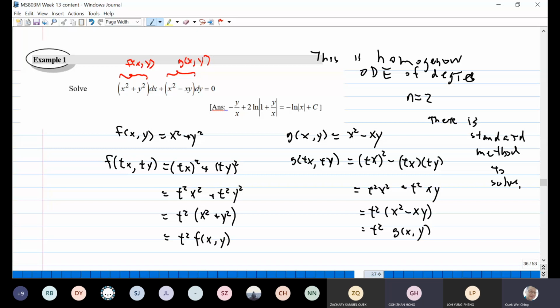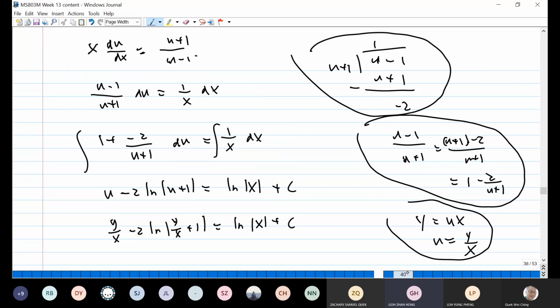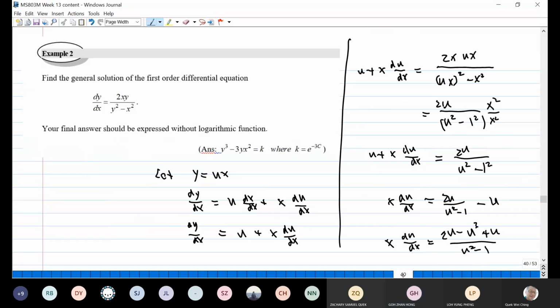Example 1. I can stop recording for example 1. So stop recording for example 1 first, so that it will be a smaller chunk of recording.